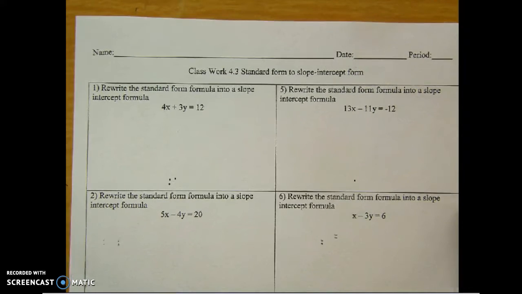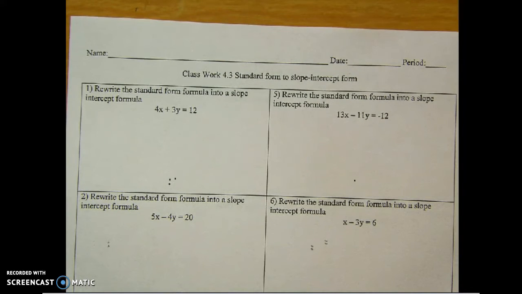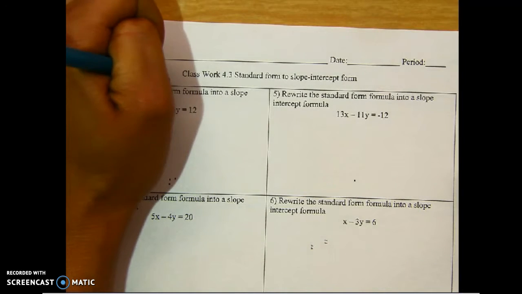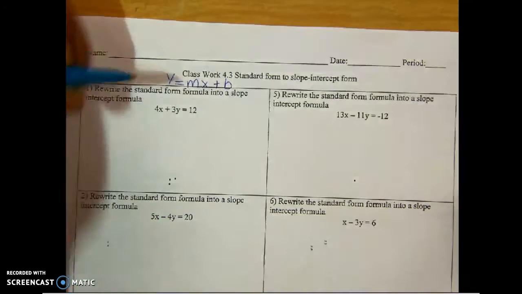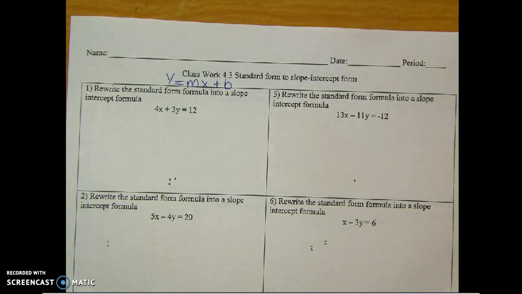So go ahead and write now, this is standard form, the slope-intercept form. Right at the top, y equals mx plus b. That's going to be our guidance as we're converting it. Let's disregard what standard form says and just focus on slope-intercept form.